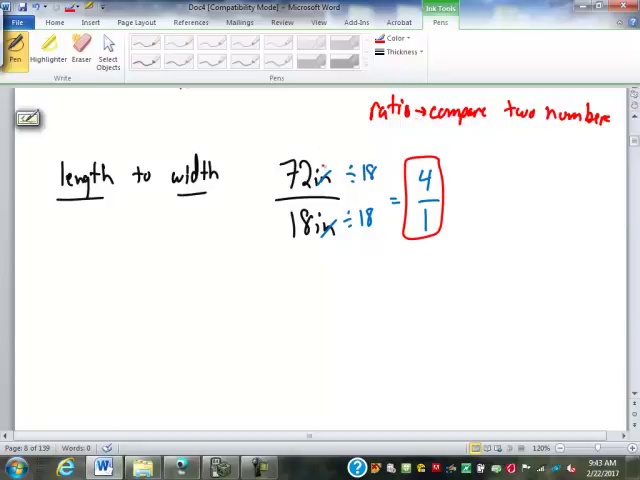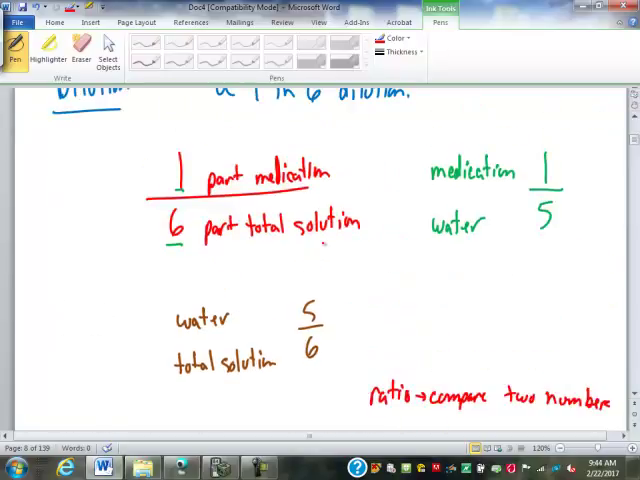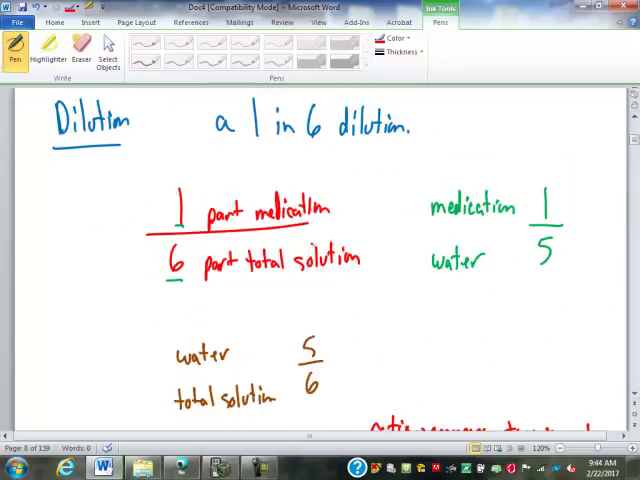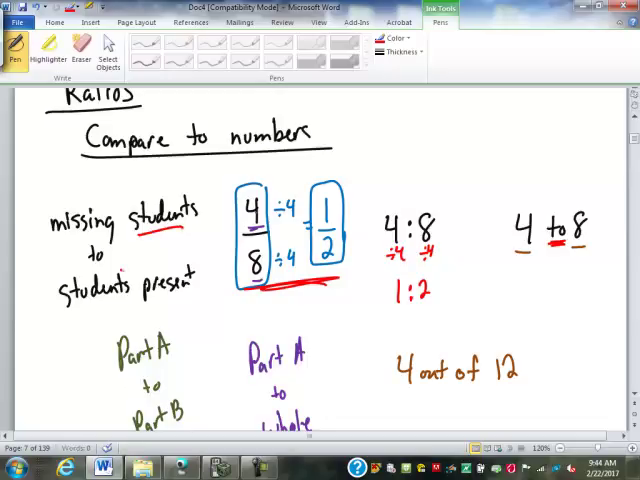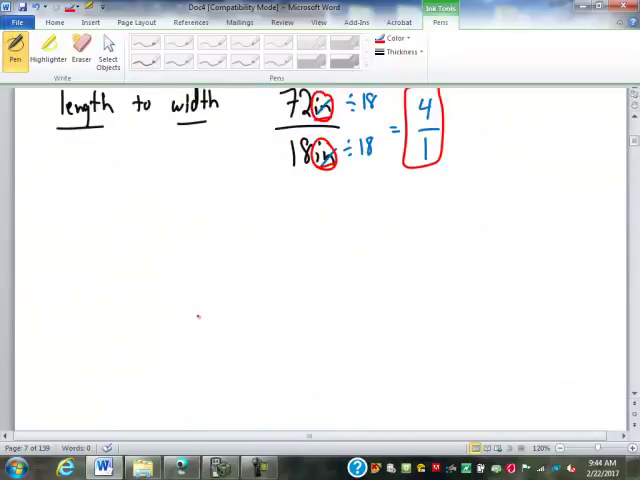The other thing you'll notice is in all the ratios I've discussed so far, I've compared the same units. Here, I made that inches to inches. The units have to cancel out in a ratio. Up here, it was parts to parts. Up here it was students to students. In a ratio, the two numbers have to compare two things that have the same label or the same units.